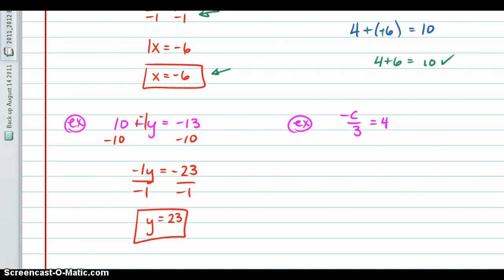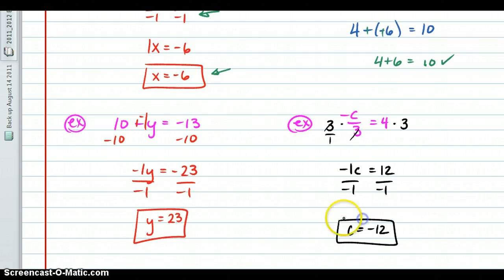Let's check the next equation. I can do this many different ways. I'm going to undo the division by multiplying by 3. You could multiply by negative 3 on each side. That would be fine as well. These cancel out. I get negative 1c equals 12. Divide by negative 1. C equals negative 12.